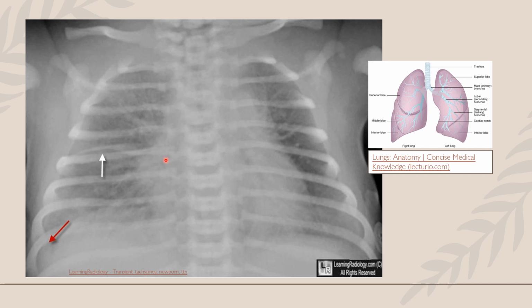And another thing when we're looking at X-rays is we look at lung volume, and we do that by counting the ribs. 1, 2, 3, 4, 5, 6, 7, 8, a little bit. Now, ideal lung inflation is about 9 ribs, so we could say that in this particular X-ray, this baby is underexpanded.